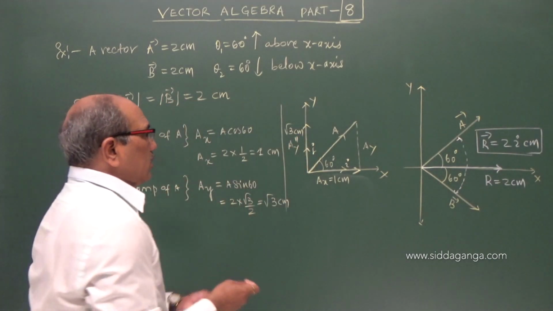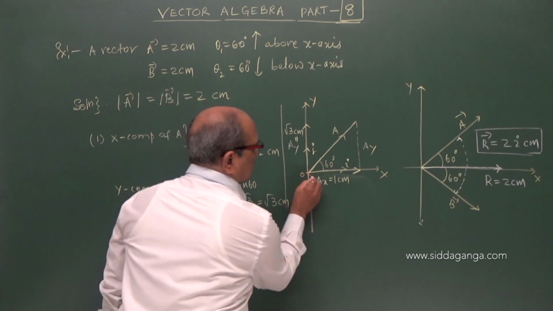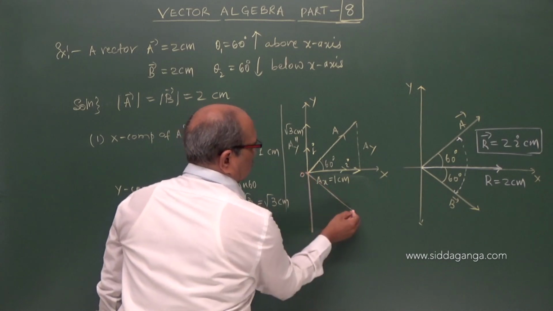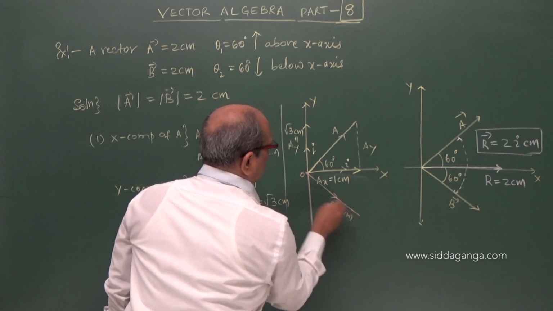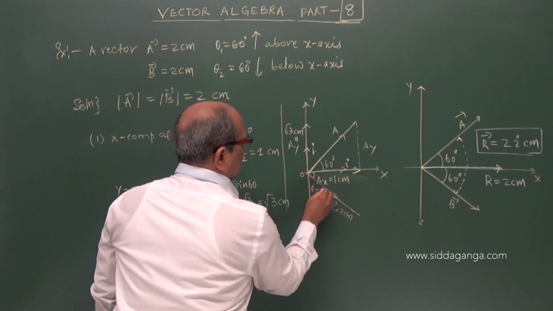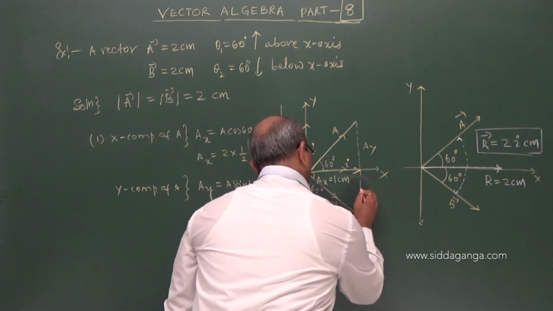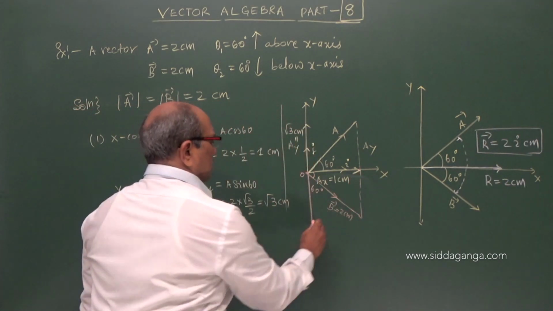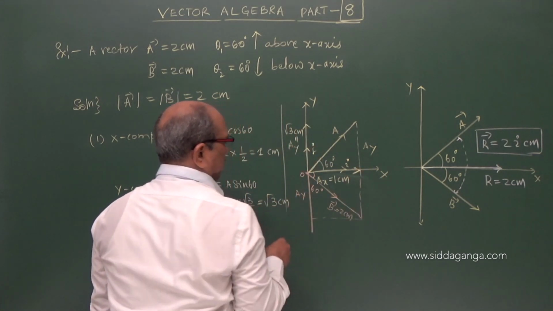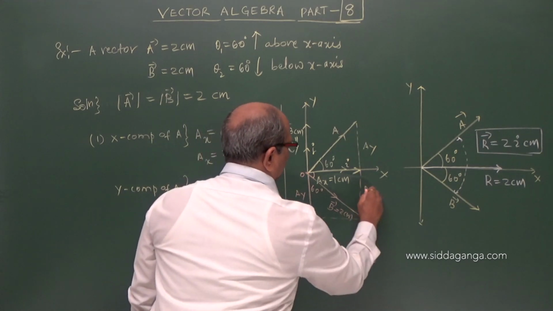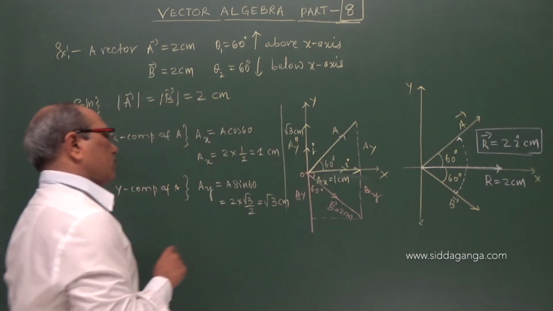Now I am taking another vector with respect to this origin, which is also the same vector B, but magnitude is 2 centimeter, angle is 60 degree. Resolve that also into two components here. So resolving this, it is BY and BX.